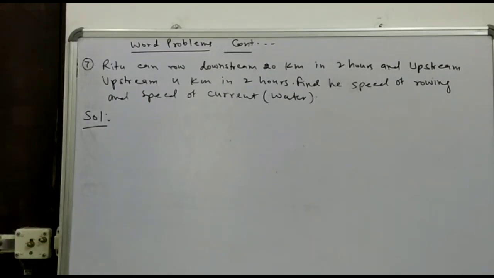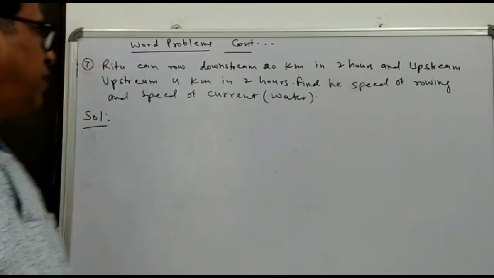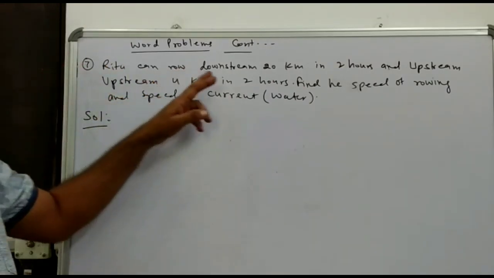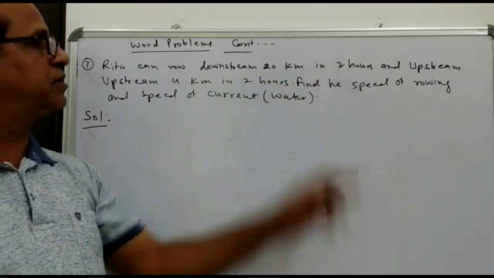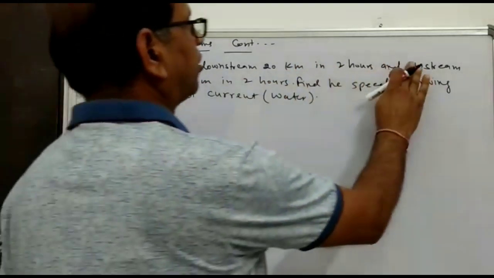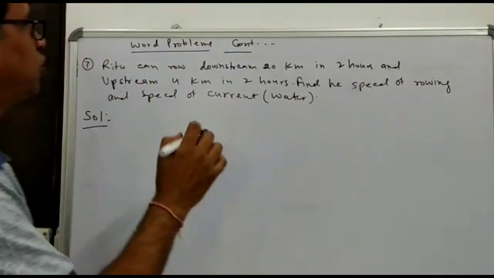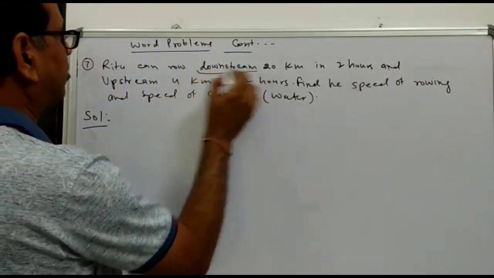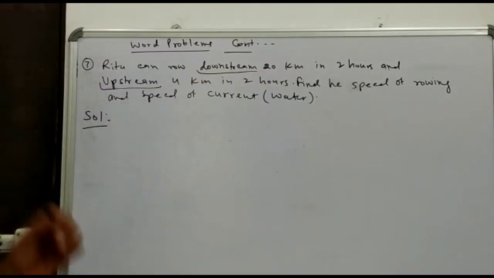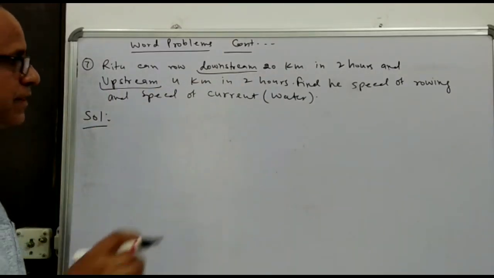Yes, now we are moving forward to the word problems. Now, the seventh type of word problem. Ritu can row downstream 20 kilometers in 2 hours and upstream 4 kilometers in 2 hours. Now it is downstream and upstream. First of all, I want to clear this part.